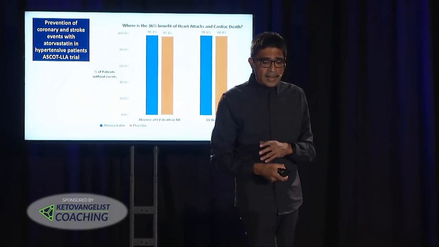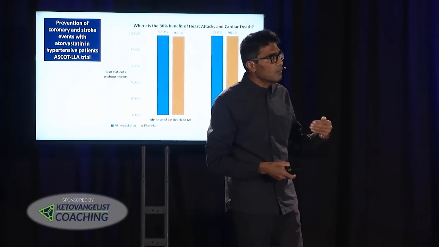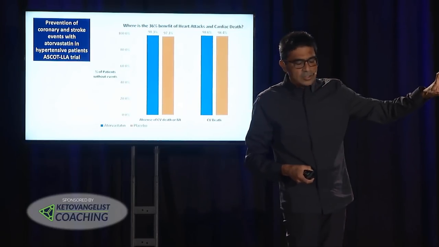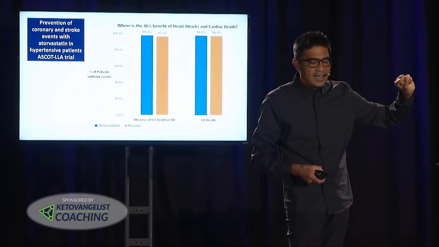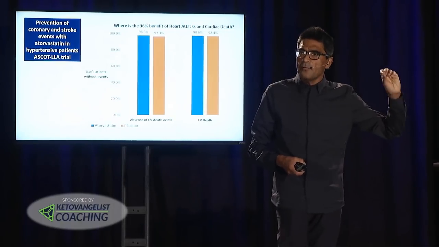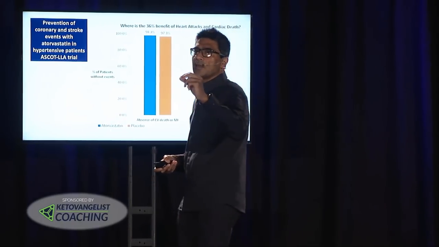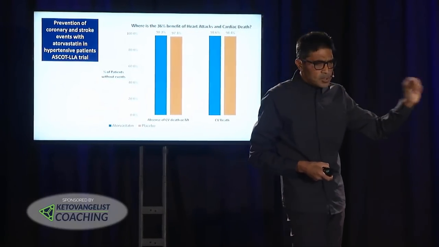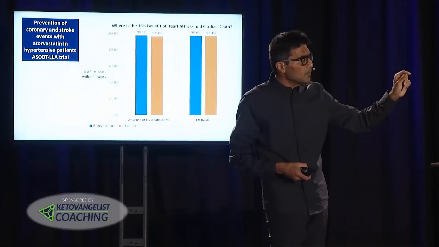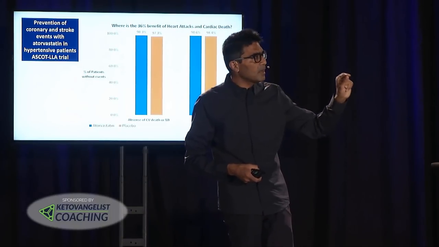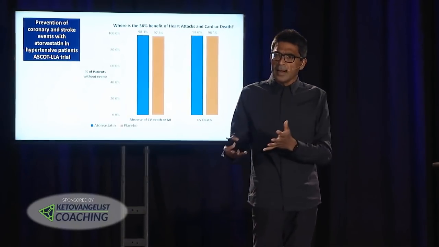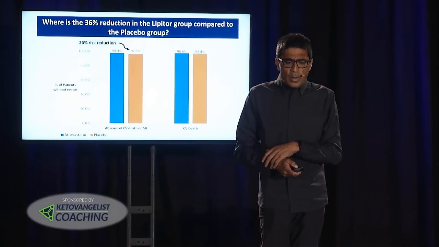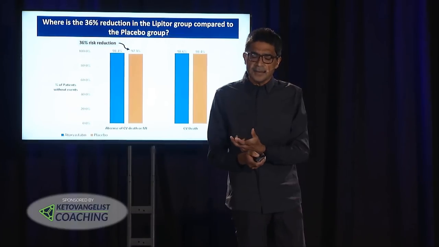So I'm looking at it and I have plotted it a little different than what the drug companies would like you to do. But I said, absence of heart disease death and heart attacks. The number of patients at the end of 3.3 years who did not have a heart attack and did not die of heart disease. And what you see out there is that those two numbers are pretty similar, 98.3, 97.3. When you looked at heart disease death, there was no real difference. So I'm saying, where is the 36% benefit?